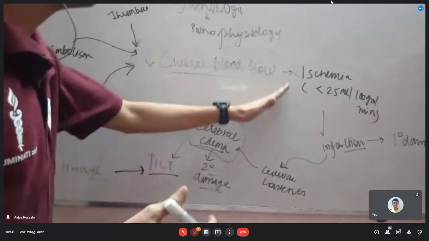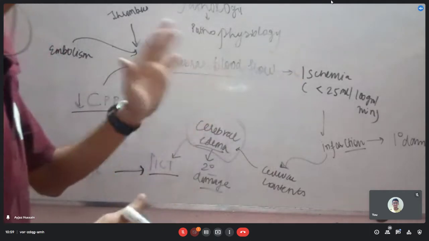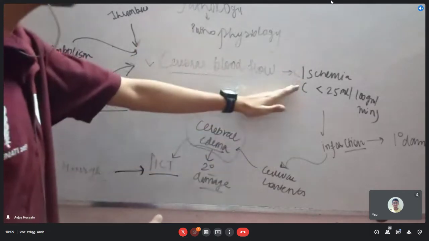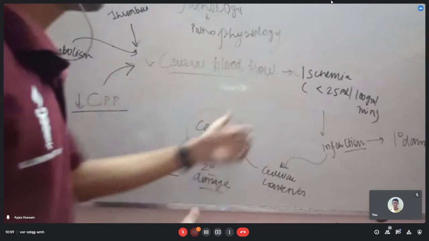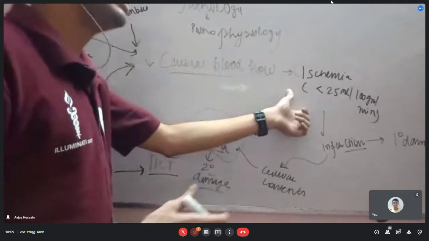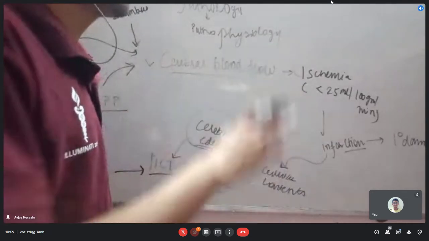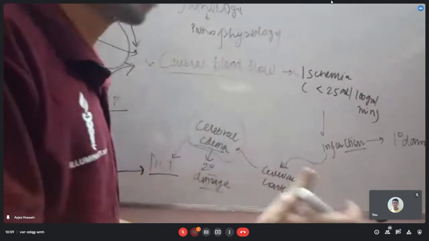But here, if you know what are the things to manage, you know what you're looking for. So if there is ischemia, you look for signs of ischemia in the form of: is there any history of TIA? Is there an ongoing TIA? Is there an ongoing stroke? Is there any stroke in evolution?